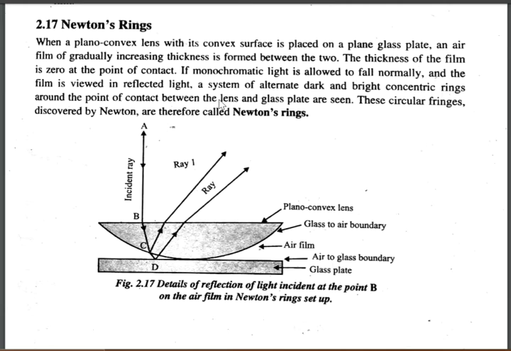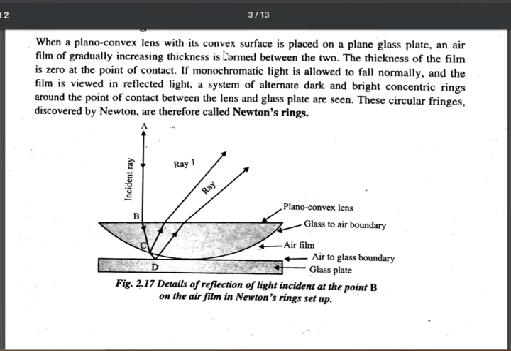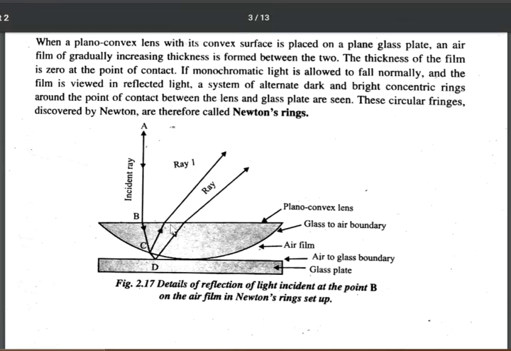What are Newton's rings? First, look at the diagram. You have a plain glass plate placed on the table surface. Above that, you have a plano-convex lens. This is a plane surface, and this curved surface is convex. So the upper lens is plano-convex, the lower one is just a glass plate, and the two are in contact at the center, and all around you will have an air film.